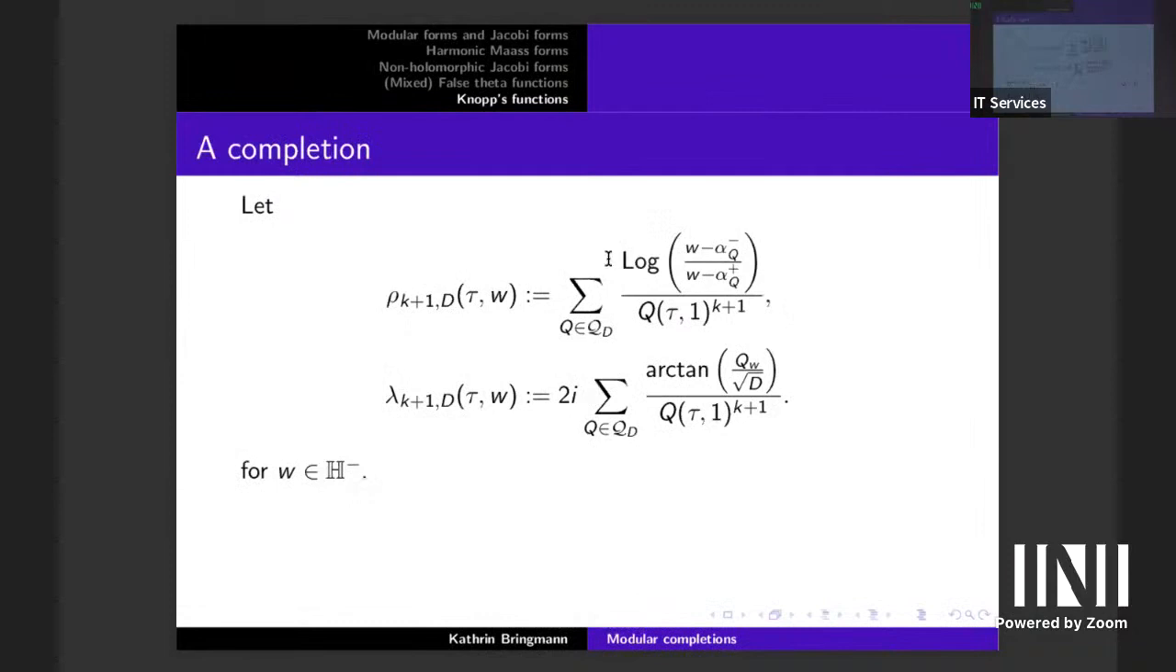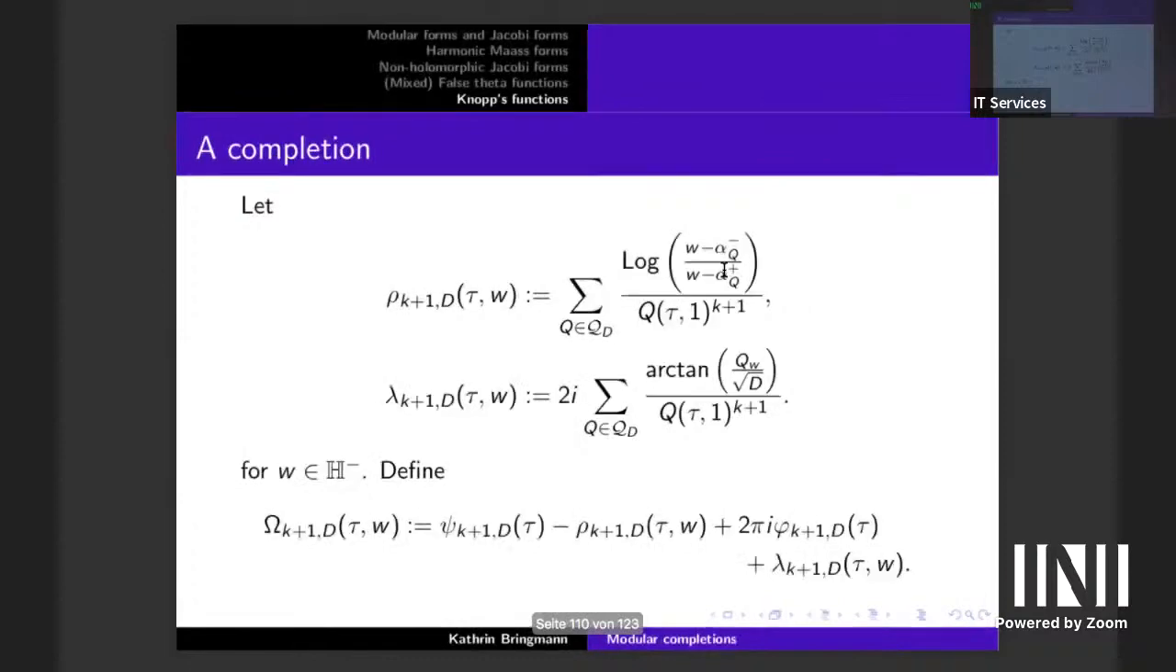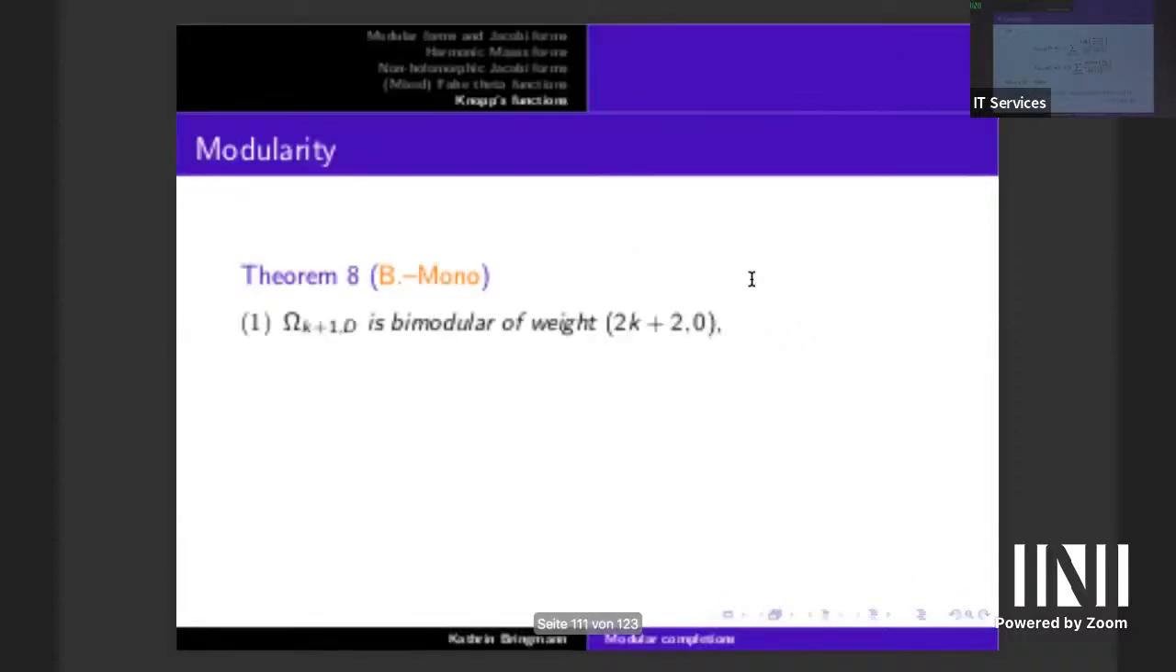And then I need 2 more functions, which I require for my completion. So again, everything is written in terms of quadratic forms, somewhat simple functions. And then I can actually write down my completion. So I have my original function, I add the Parson function and these two other objects. And then jointly with my student Andreas Mono, we showed the following.